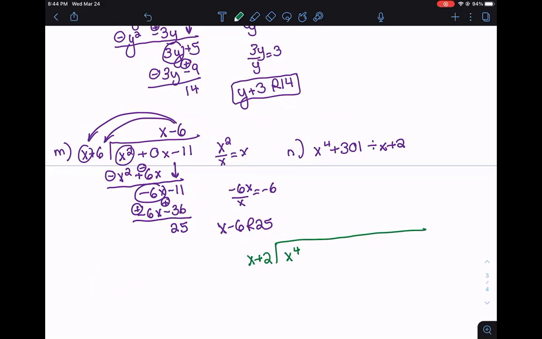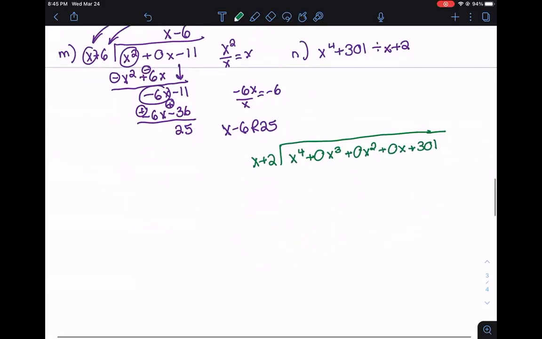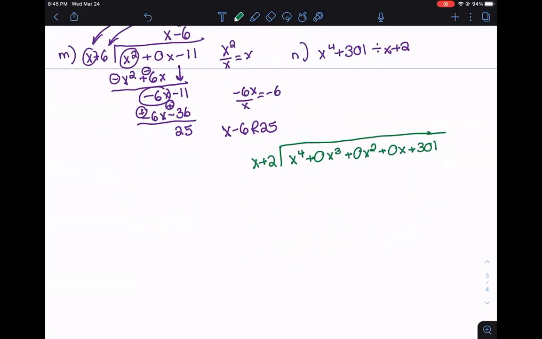For the next problem, I'm starting with the highest exponent of x to the 4. So the next exponent that I should see is 3, but I'm missing the 3. So I'm going to put a 0x cubed. The next exponent I should see is a 2, but I don't see it. Then I should see a 1, and then I get to my constant. So that would be the setup for this problem. And these placeholders are merely so that everything lines up correctly. So let's proceed. X to the 4 divided by x is x to the third.